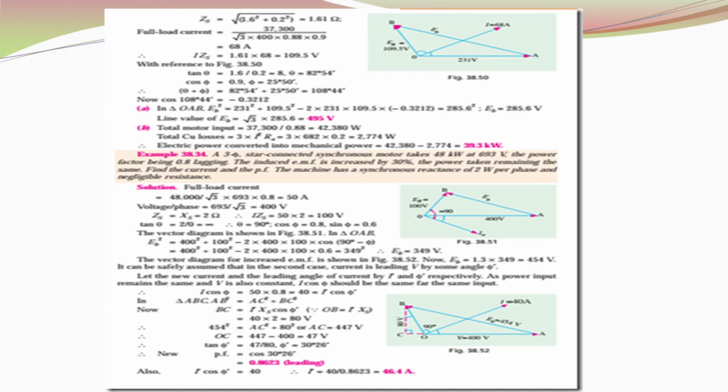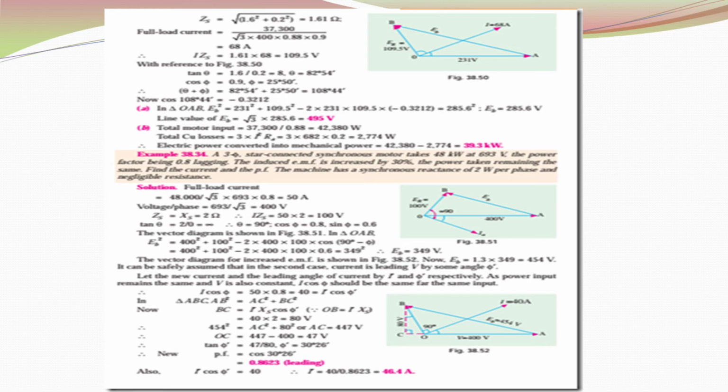Cos phi is given as the power factor 0.9. So from this I can write the value of phi as cos inverse of 0.9, that is 25 degrees 50 minutes. Okay. So theta plus phi is equal to 82 degrees 54 minutes plus 25 degrees 50 minutes, that is 108 degrees 44 minutes. Now cos 108 degrees is minus 0.3212.